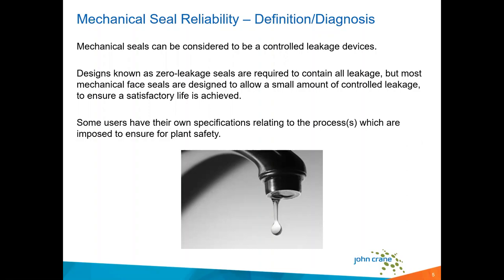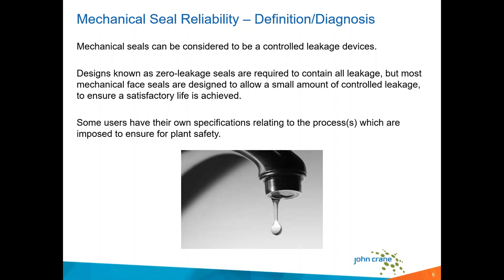So when we look at mechanical seal reliability, it's important to understand some of the definitions in terms of what we're trying to achieve, and then diagnosing that as well. The purpose of a mechanical seal is preventing the passage of liquid, gas, vapor, or any solids, usually to atmosphere, but maybe also to other stages of the pumping process. So in the simplest sense, we can consider a mechanical seal to be a controlled leakage device.